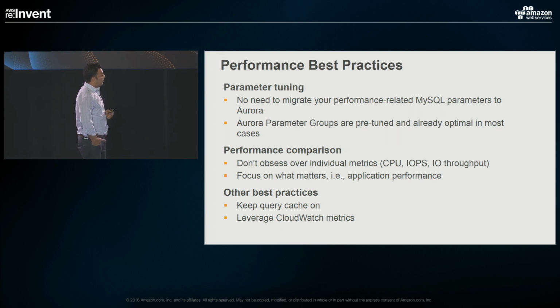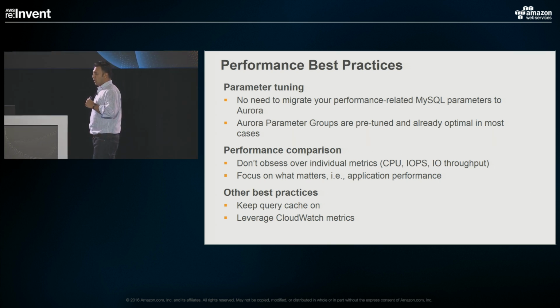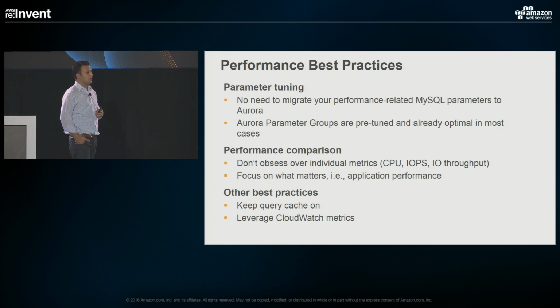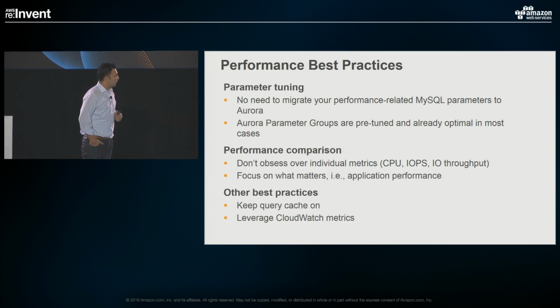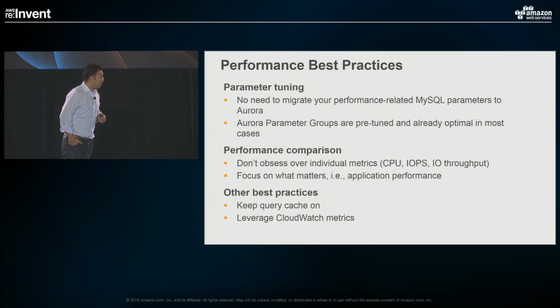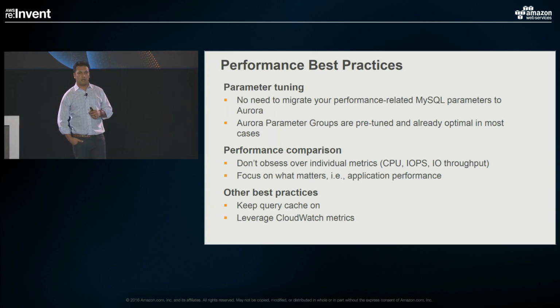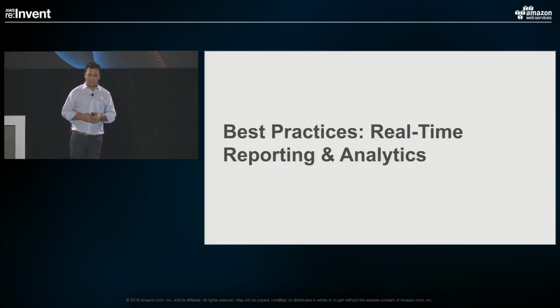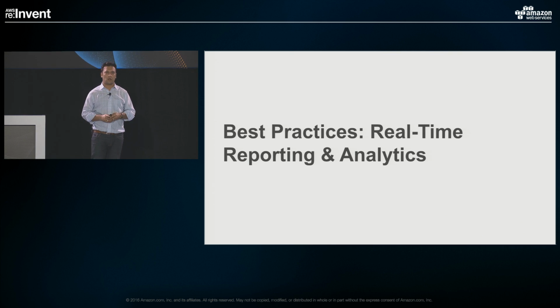Another best practice I will mention, keep query cache on. We have redesigned the query cache in Aurora, so it works really, really well as compared to MySQL. So most customers keep their query cache on with Amazon Aurora. But outside of these best practices, if you have highly concurrent workload, Aurora should just work for you. With that, let me hand it over to Steve, who will talk about some of the advanced use cases with Amazon Aurora.